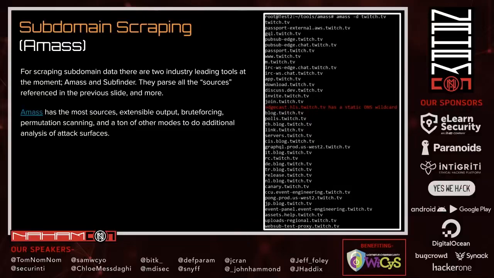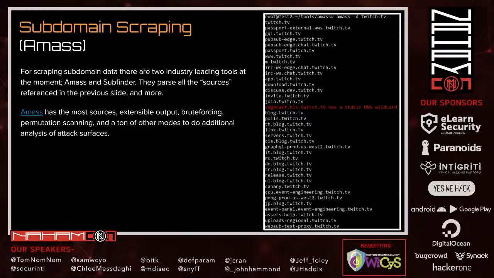So Amass has the most sources, I'm pretty sure, that it's looking at. All these slides are hyperlinked, so when I send them out, you'll be able to click on here or just Google Amass, obviously, and it'll tell you what sources it uses, and so will the Subfinder page. It also has extensible output. It gives you brute forcing options. It does permutation scanning, which we're going to talk about a little bit. It has a whole bunch of other modes, and basically Amass is just kind of awesome.